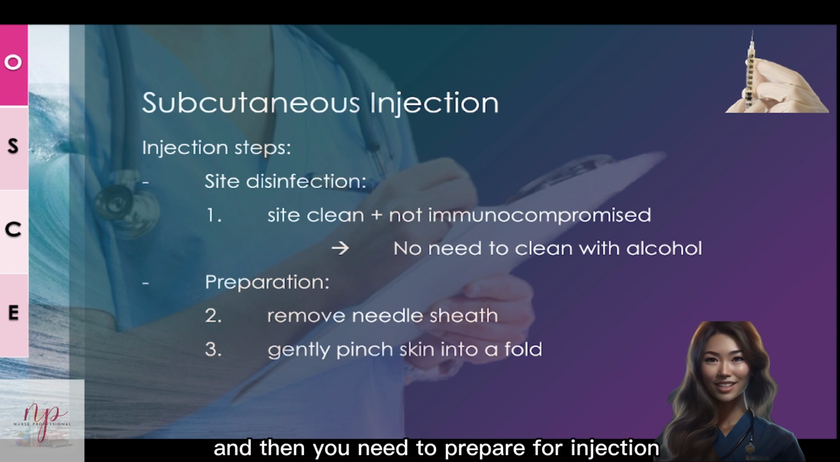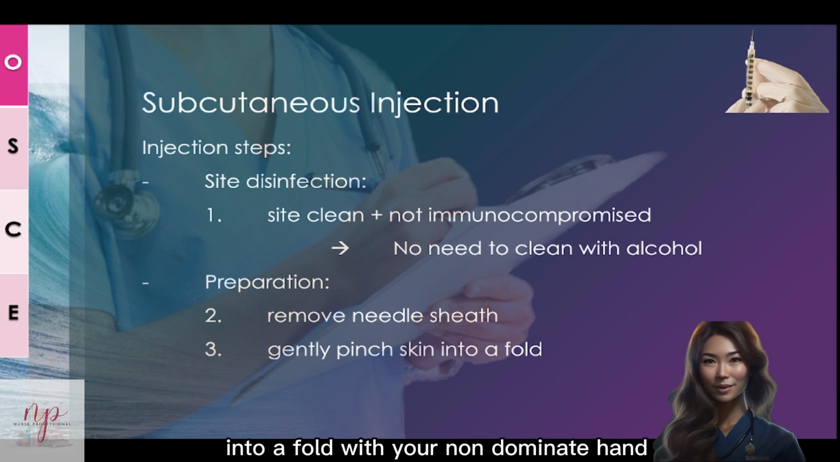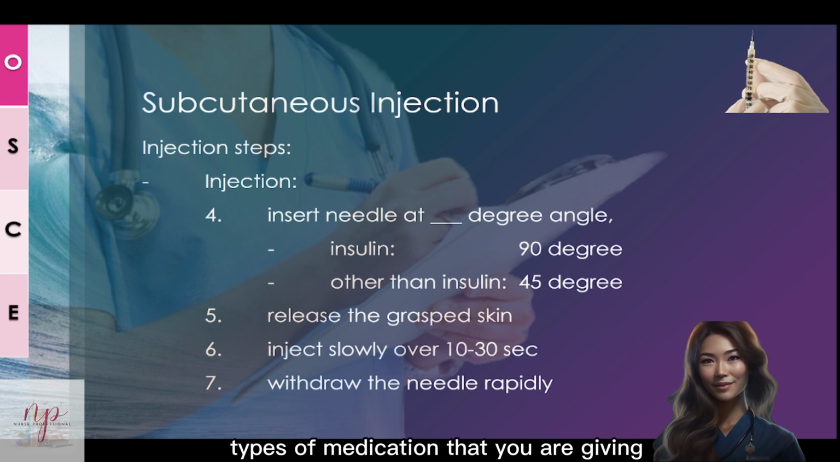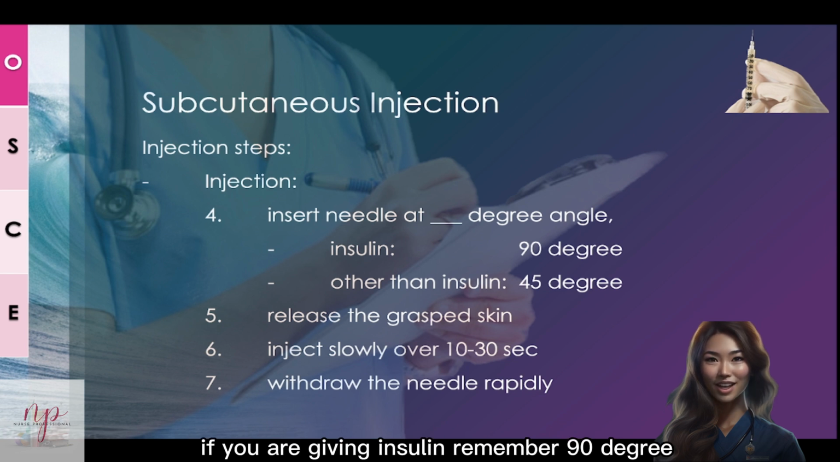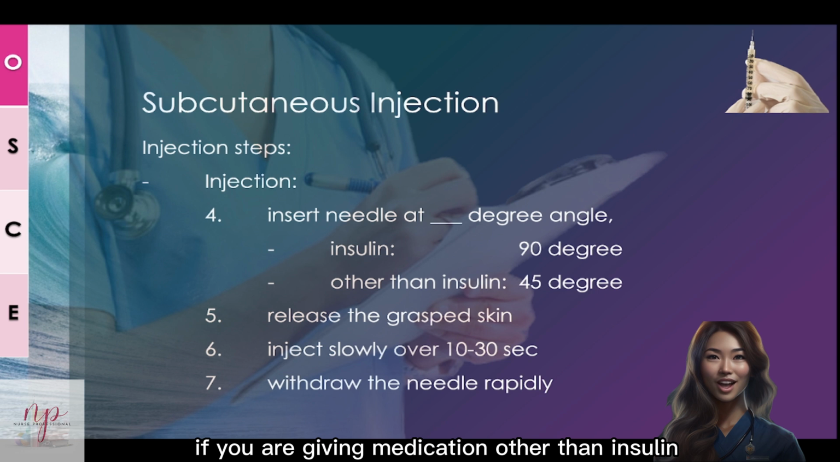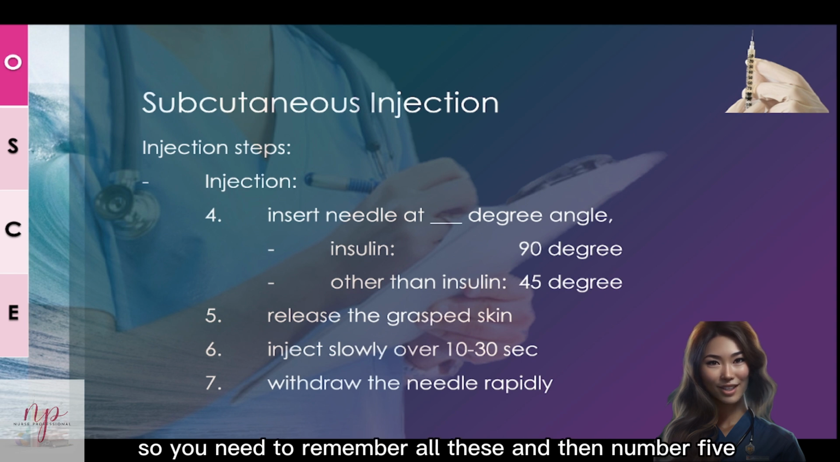And then you need to prepare for injection. Number 2, you need to remove the needle shield. And then number 3, you gently pinch skin into a fold with your non-dominant hand. Number 4, you inject the needle at an angle. Which angle depends on what type of medication you are giving. If you are giving insulin, remember 90 degree. If you are giving medication other than insulin, remember 45 degree. So you need to remember all this.